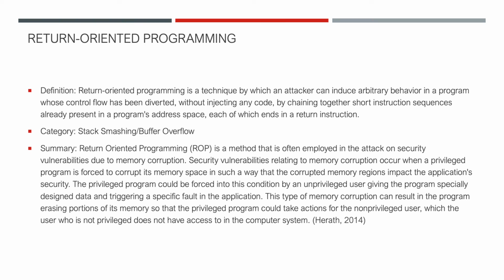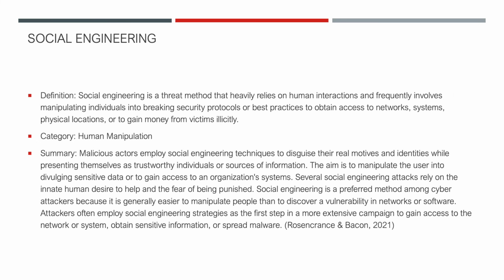Security vulnerabilities relating to memory corruption occur when a privileged program is forced to corrupt its memory space in such a way that the corrupted memory regions impact the application's security. The privileged program could be forced into this condition by an unprivileged user giving the program specially designed data and triggering a specific fault in the application.